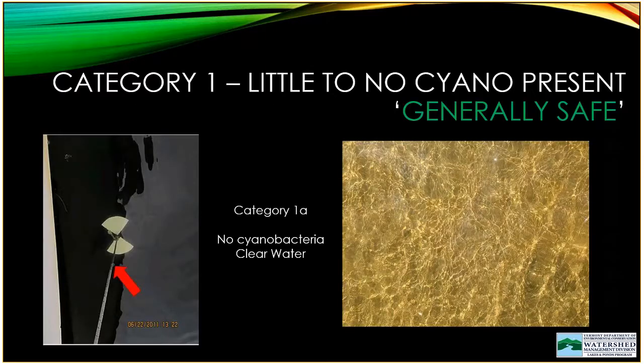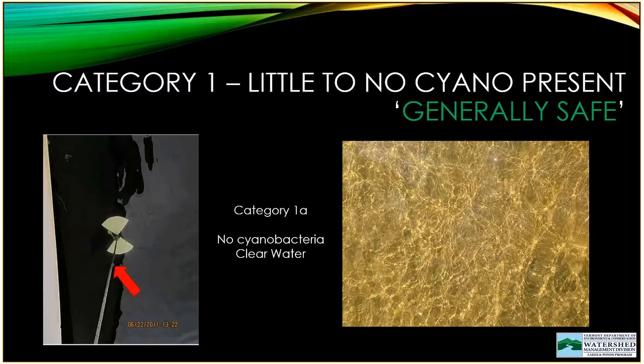So let's look now at the visual assessment categories. We have 3 categories: generally safe, low alert, and high alert. And we've divided the first category, the generally safe conditions, into several smaller categories to better capture the conditions that you're likely to see in the water.